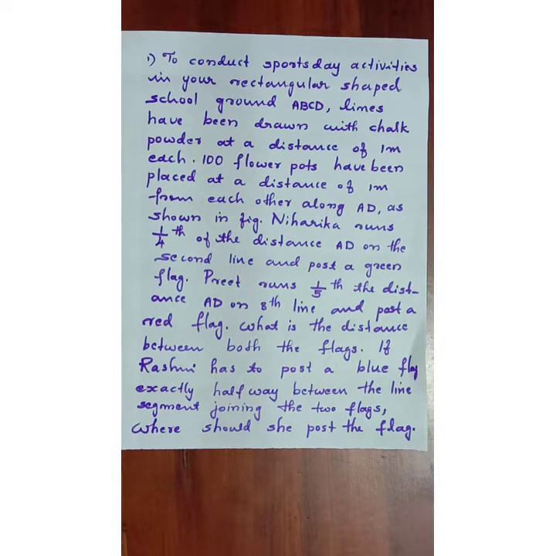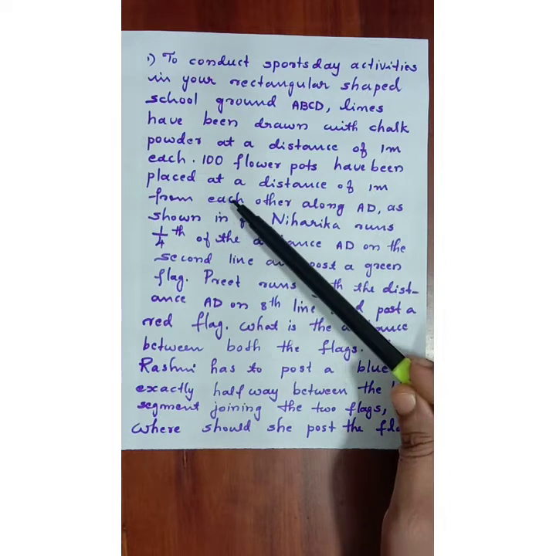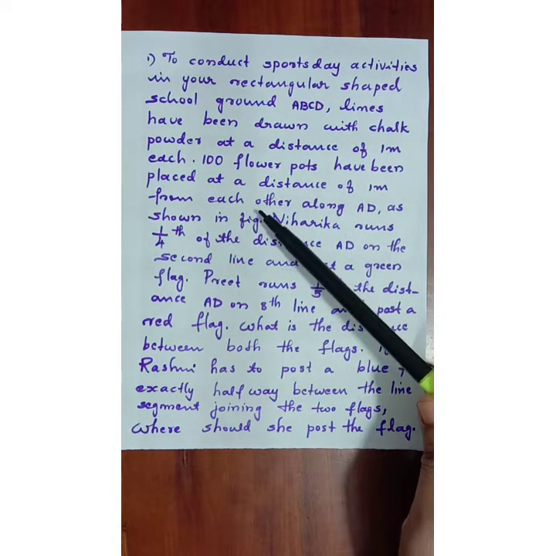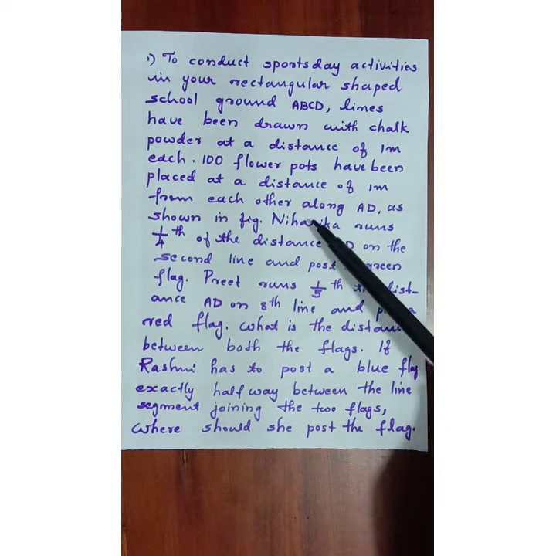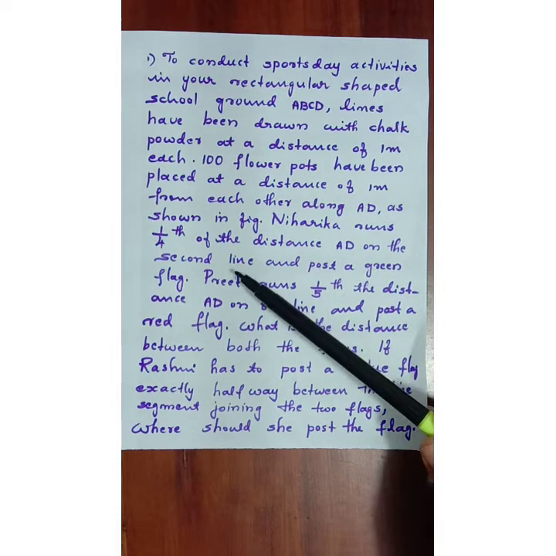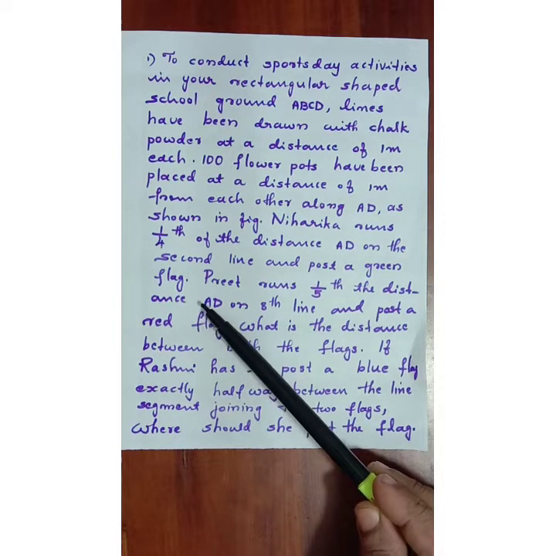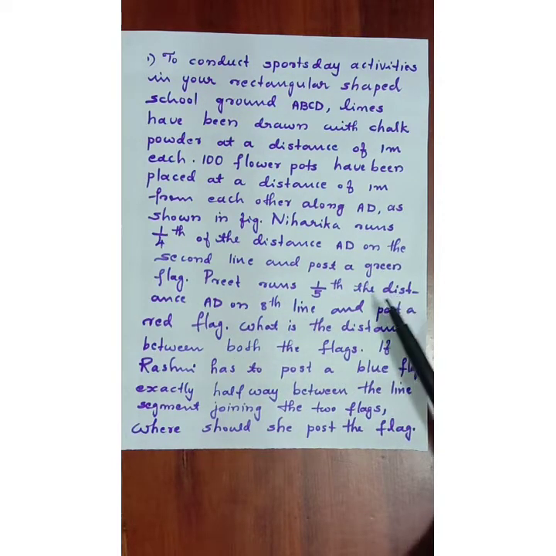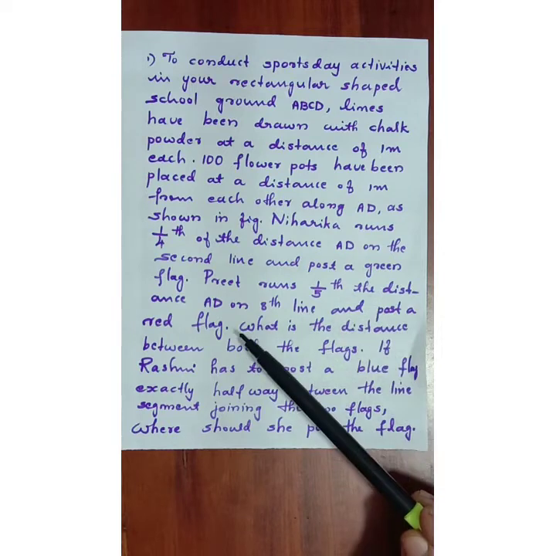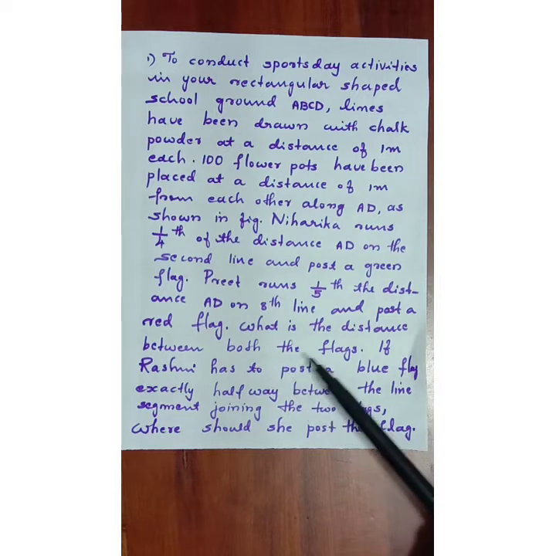See the question. To conduct sports day activities in a rectangular shaped school ground ABCD, lines have been drawn with chalk powder at a distance of 1 meter each. 100 flower pots have been placed at a distance of 1 meter from each other along AD as shown in the figure. Niharika runs 1 by 4th of the distance AD on the second line and posts a green flag. Preet runs 1 by 5th of the distance AD on the 8th line and posts a red flag. What is the distance between both the flags?